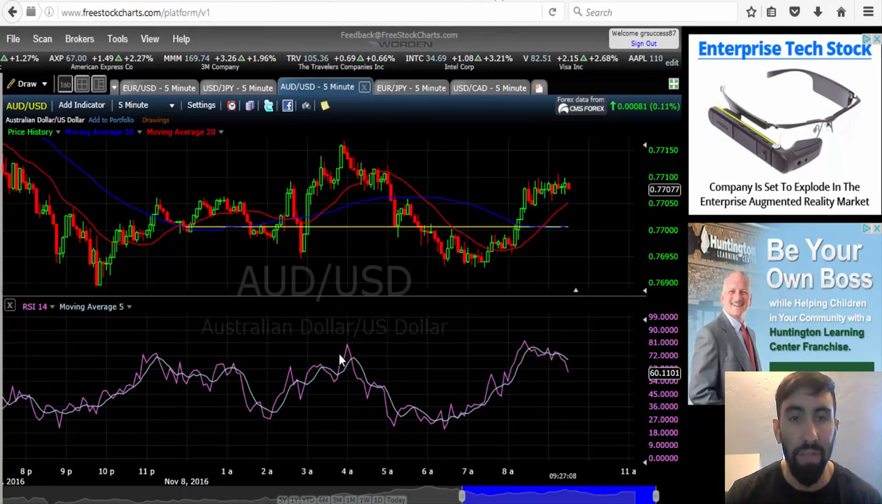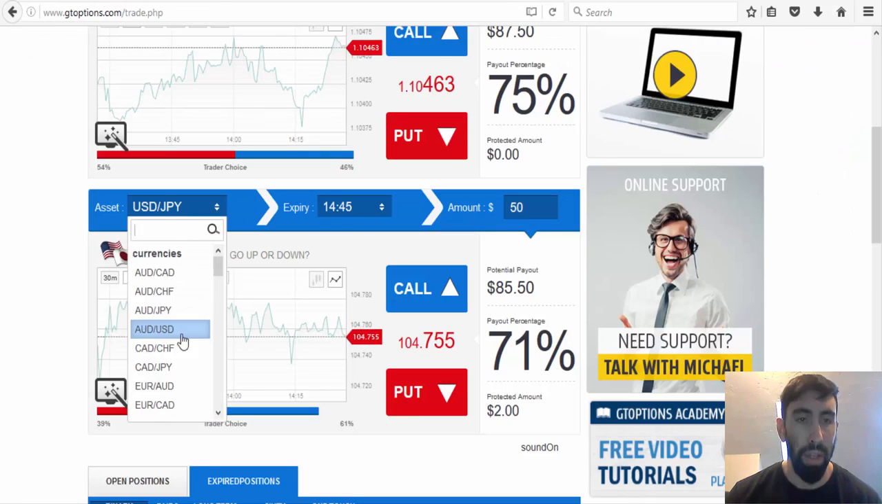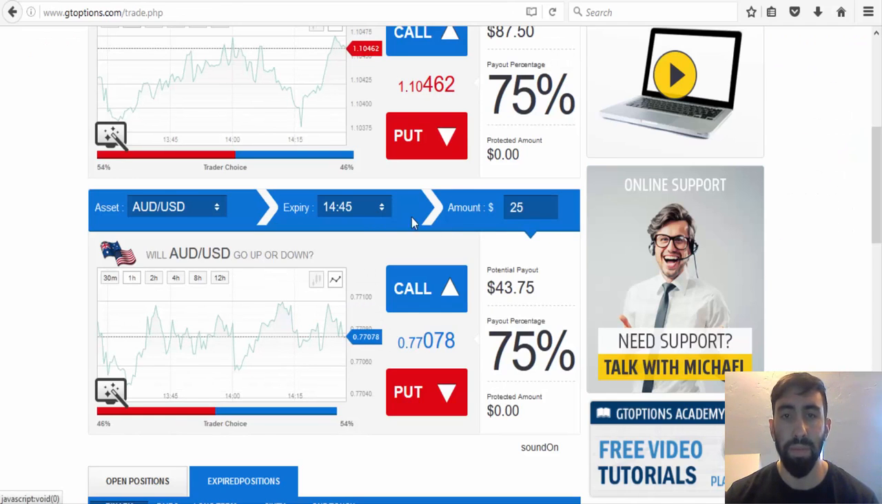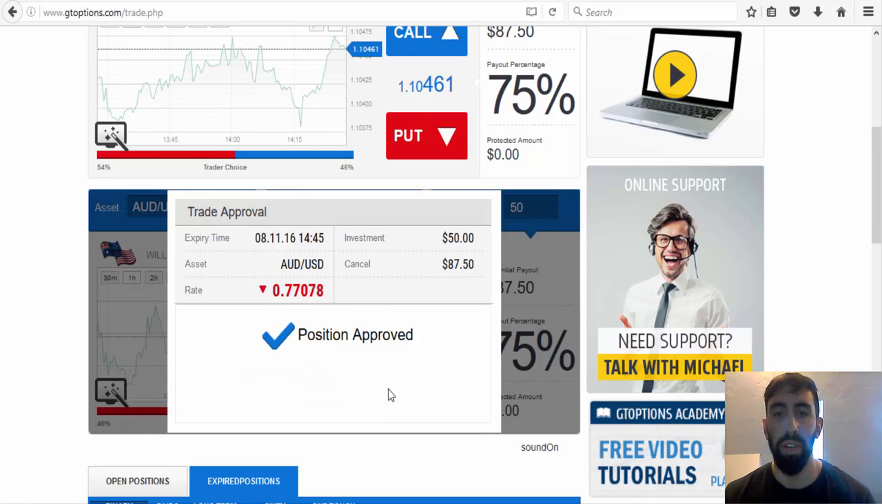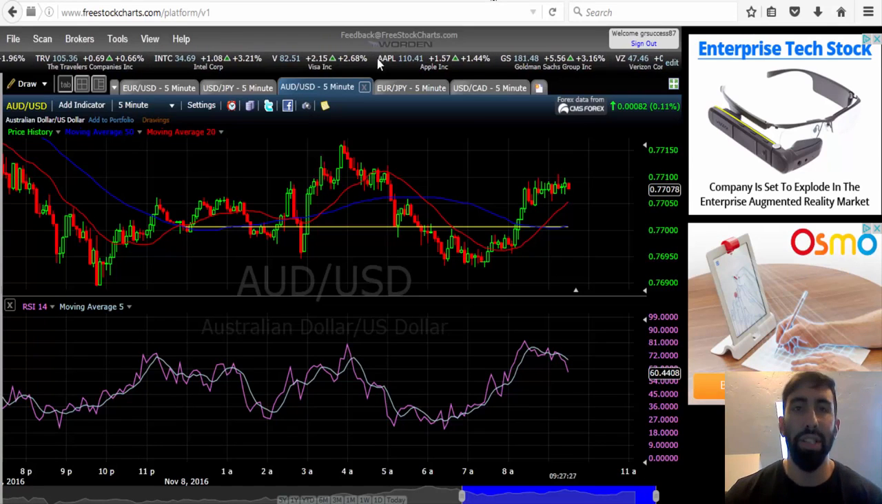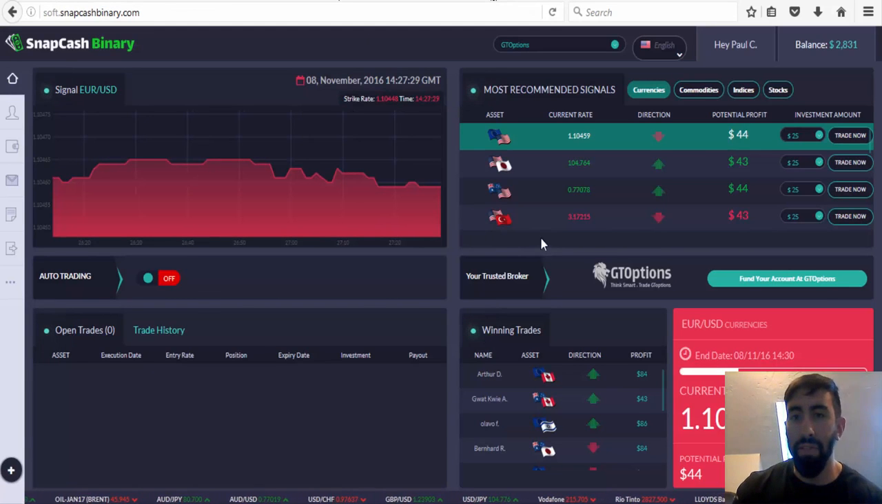So let me just double confirm Audi USD. All right, for 15-minute trades, 50, and another put. Hit apply and approve. All right, let's go for one more, guys. Let's make it an even 4.